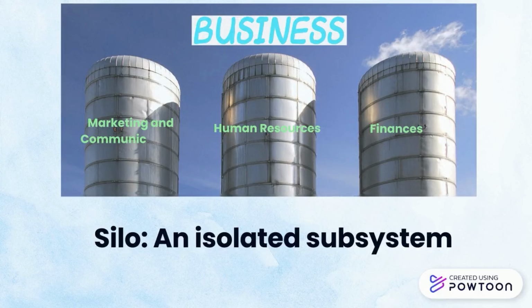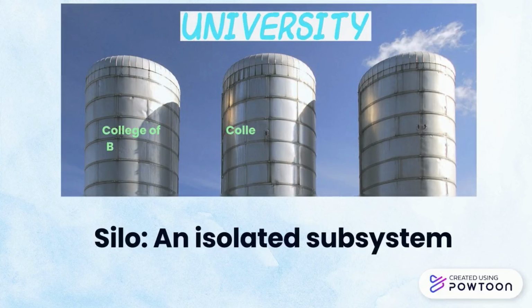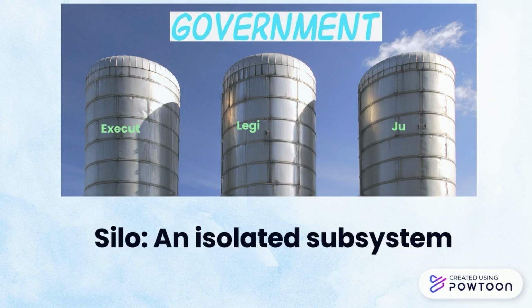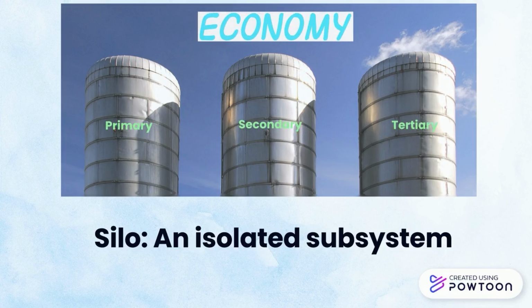In the last video, we talked about the complex system of entities that affect phosphorus flow. So, what is a silo? A silo is a term for a unit within a system that is isolated from other units within that system. This could be a department within a single business, a college within a university, a branch within a government, or even an entire sector of the global economy.